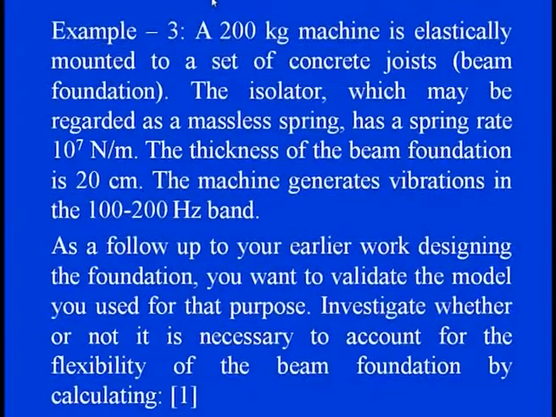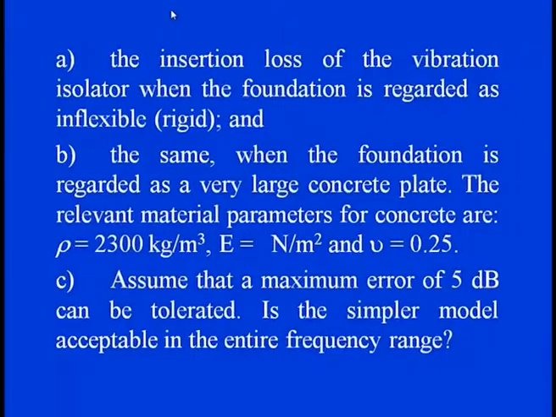Now we would like to see how we can model these things, whether it is perfectly okay or not, and how we can take the necessary step to account for the flexibility of the foundation by calculating the insertion loss of the vibration isolator, first when the foundation is regarded as rigid. Second, the same when the foundation is regarded as a very large concrete plate, and the relevant material properties of the concrete are the density, as we have already taken, 2300 kilogram per meter cube, the Young's modulus, given as 2 into 10 to the power 11 Newton per meter square, and the Poisson ratio, which is 0.25.